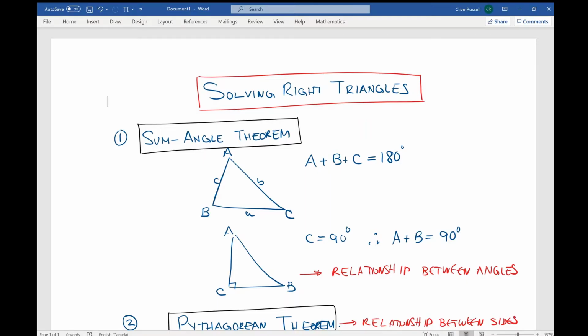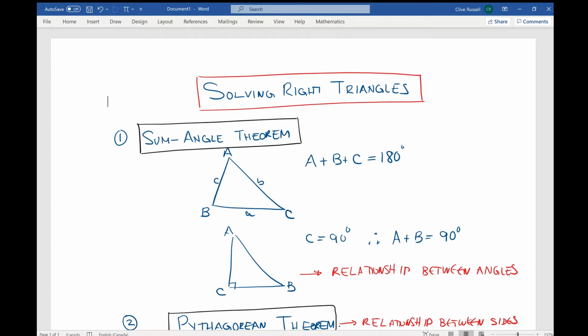This week we'll be looking at how to solve a right triangle. Now a triangle has three sides and three angles. So when you're solving triangles, you have to know at least two things. Two things really. You need to know either two sides, or two angles, or a side and an angle to do some type of solving.